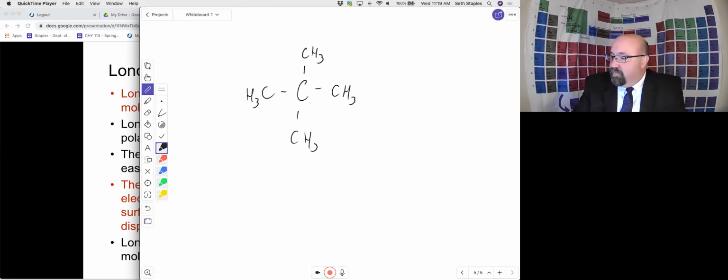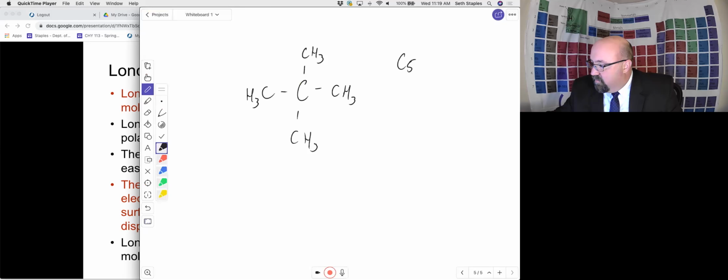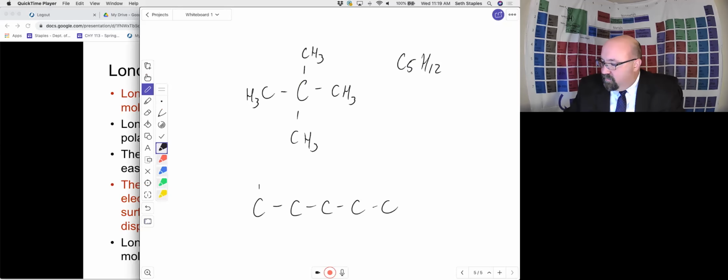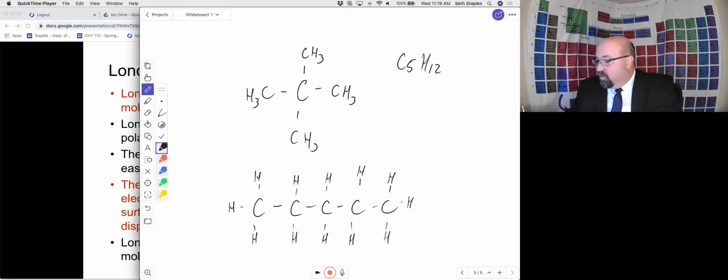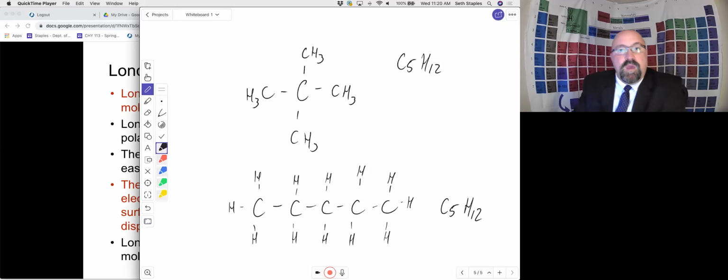So this compound here, which would have the chemical formula of what, C5, right? 1, 2, 3, 4, 5, yeah. 1, 2, 3, 4. So C5H12, versus this compound here, which also has the chemical formula C5H12. Exact same chemical formulas, but the way that these are combined are very, very different from each other.